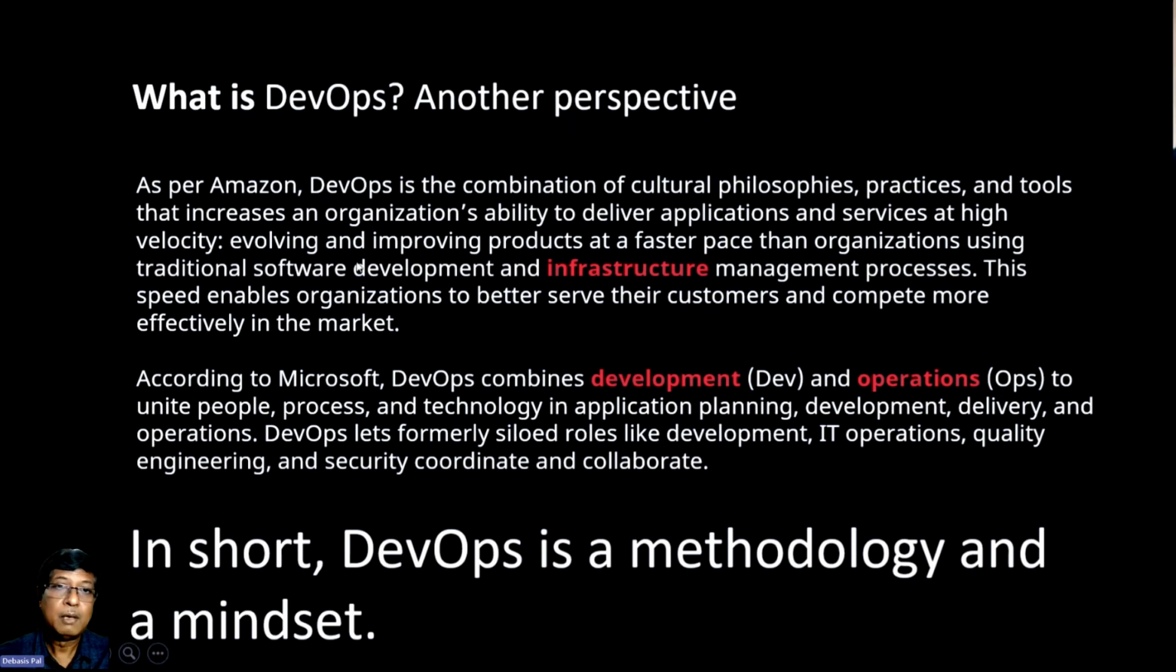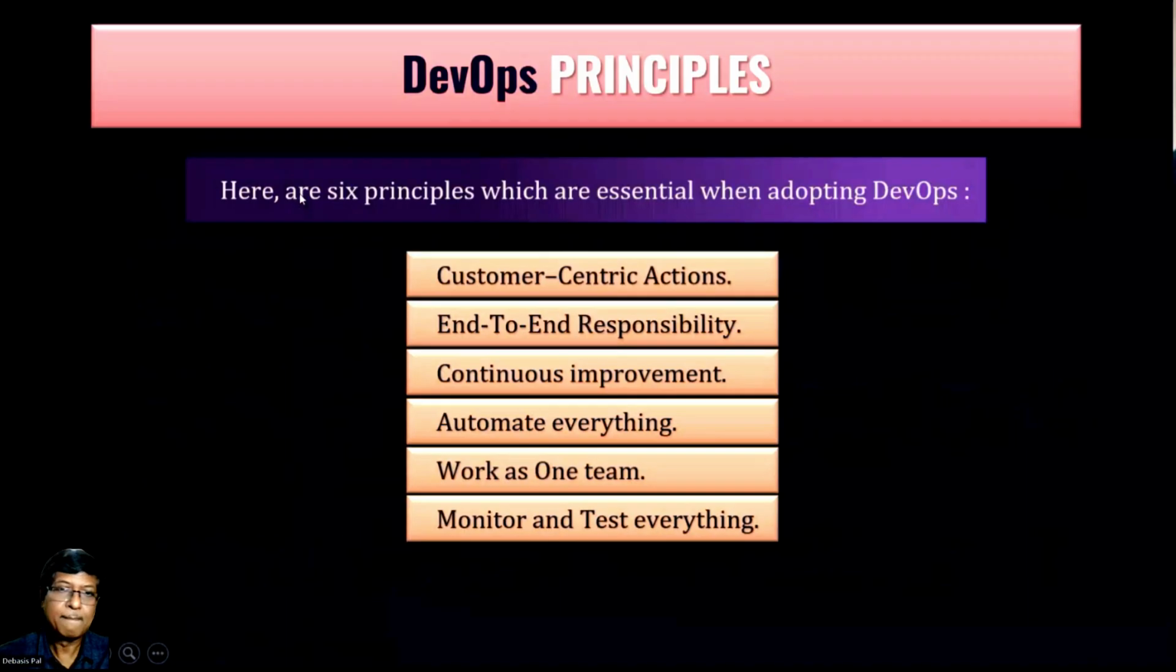And it is a term by Amazon. It is not me saying it. So: customer-centric actions, end-to-end responsibility, continuous improvement, automate everything. Even the smallest piece of activity should be automated. You should not leave anything manual. That is the mindset. Work as one team, monitor and test everything. If you can follow all these six principles, you are a DevOps guy. Anyone is a DevOps guy.